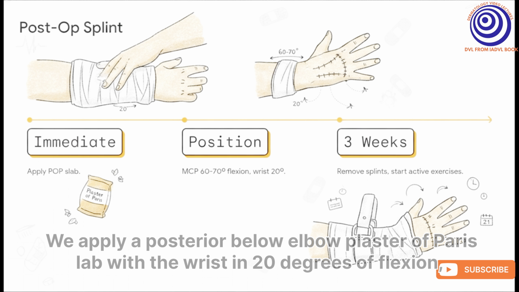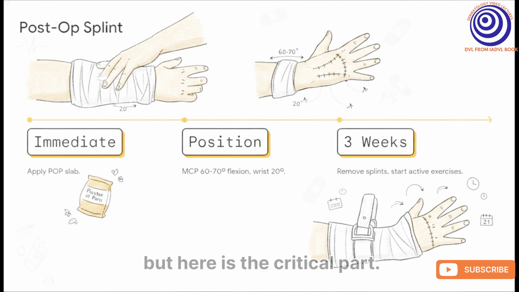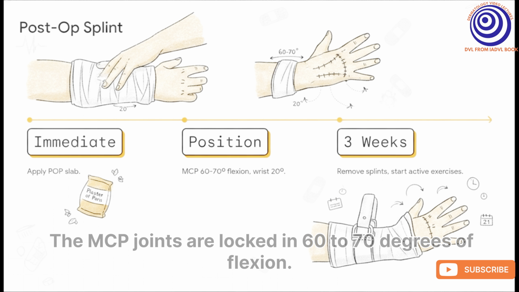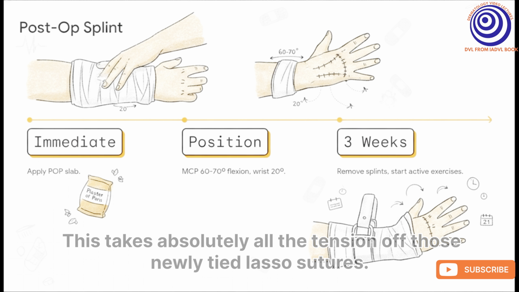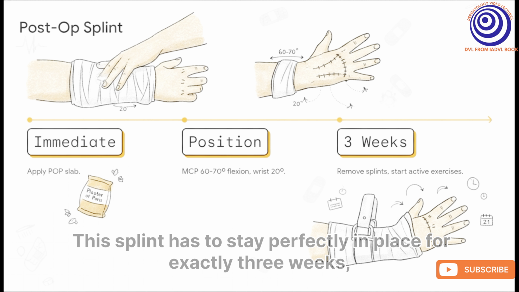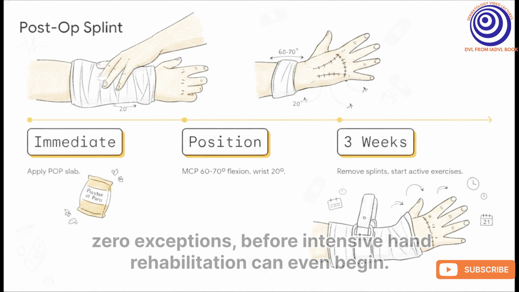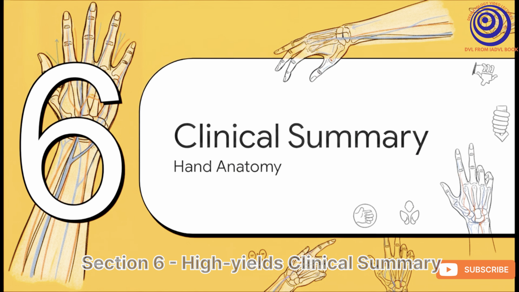Now, protecting this incredibly delicate multi-tendon transfer requires immediate and rigid post-op immobilization. We apply a posterior below elbow plaster of Paris slab with the wrist in 20 degrees of flexion. But here is the critical part. The MCP joints are locked in 60 to 70 degrees of flexion. This takes absolutely all the tension off those newly tied lasso sutures. This splint has to stay perfectly in place for exactly 3 weeks, 0 exceptions, before intensive hand rehabilitation can even begin.